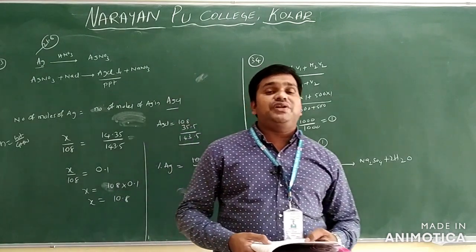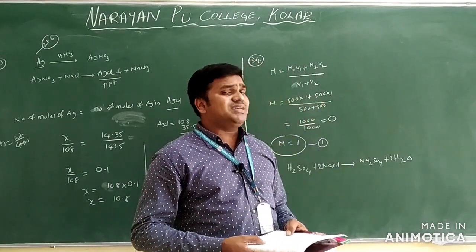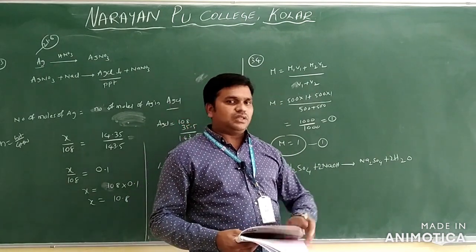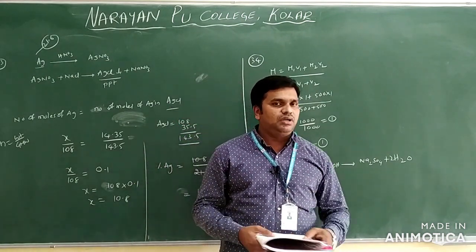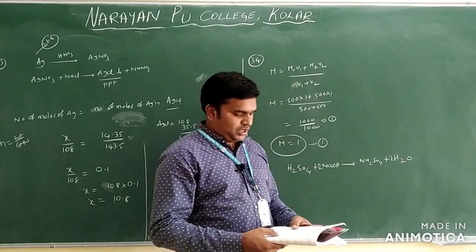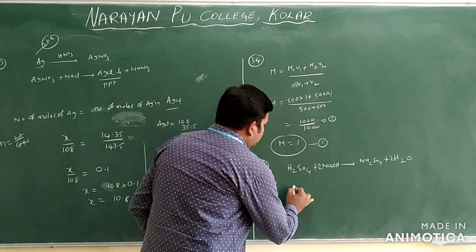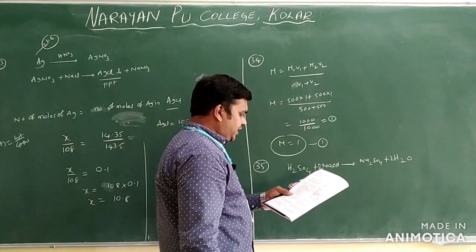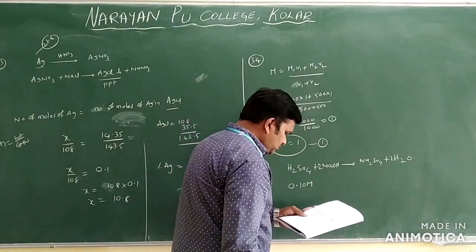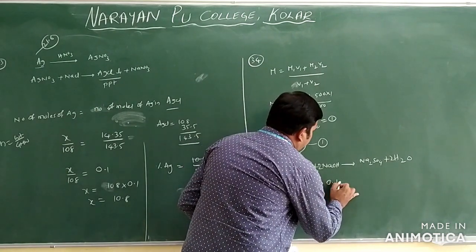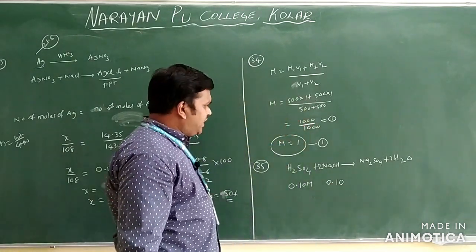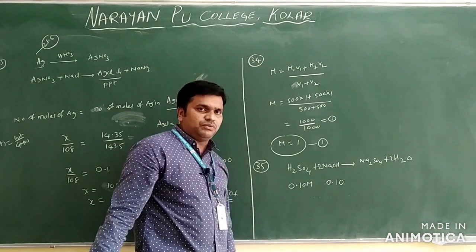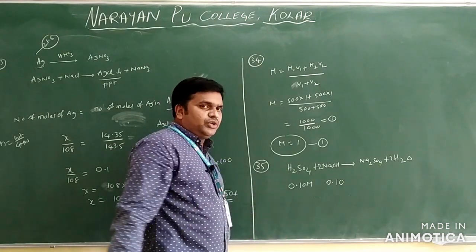It is a reaction between acid and base only. If the acid and base are given, try to convert the molarity into normality first. After that you can do the calculation part, and you will get the exact value. Here the molarity of H2SO4 is given as 0.10 M, and NaOH is also 0.10. So what is the N factor for H2SO4? 2 only. Why? Because H2SO4 gives 2 H plus ions.